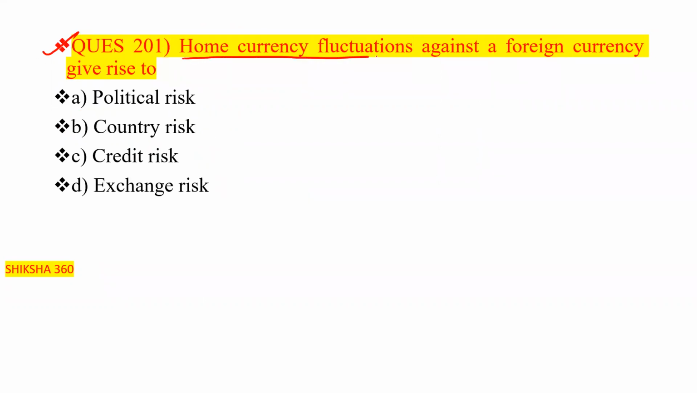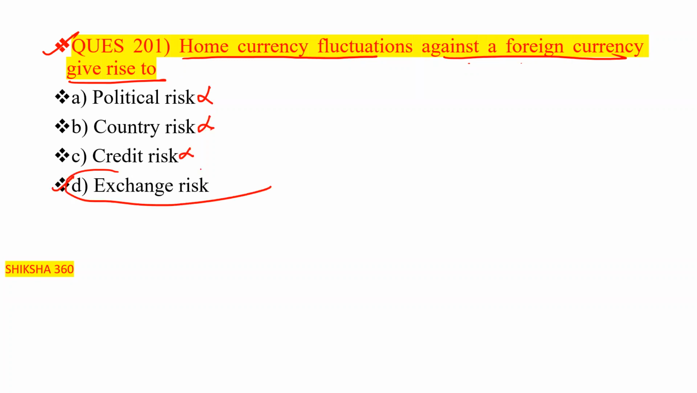Home currency fluctuations against a foreign currency give rise to which type of risk? Is it exchange risk, political risk, country risk, or credit risk?